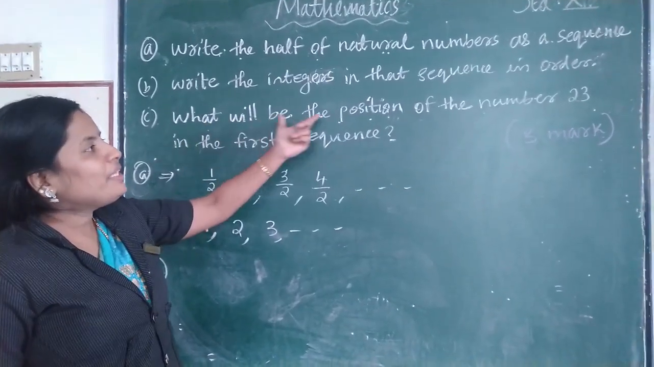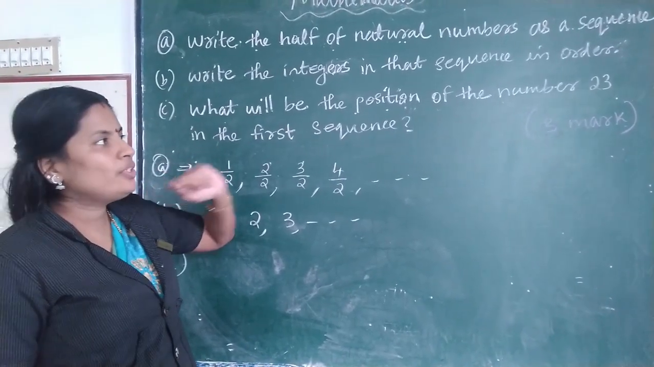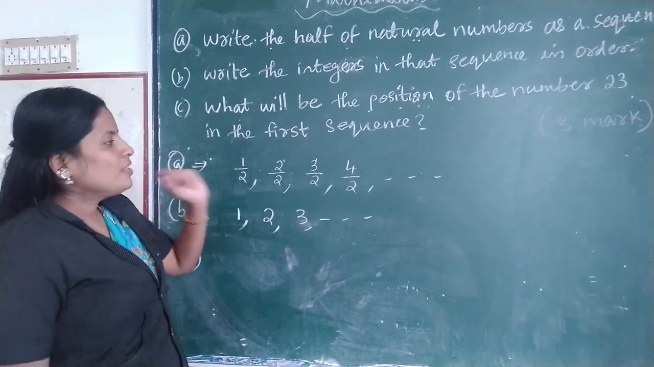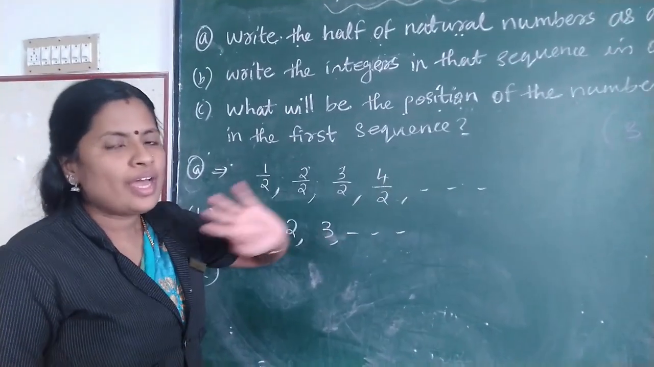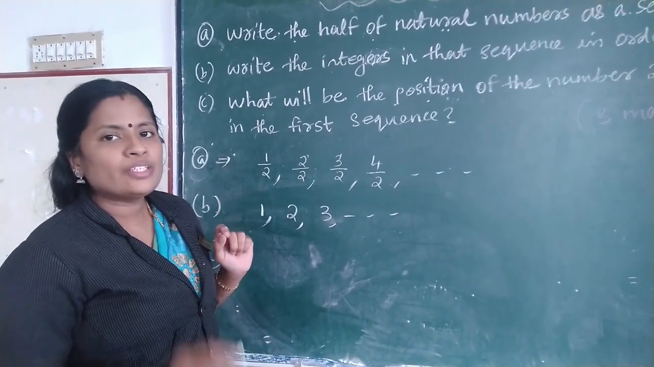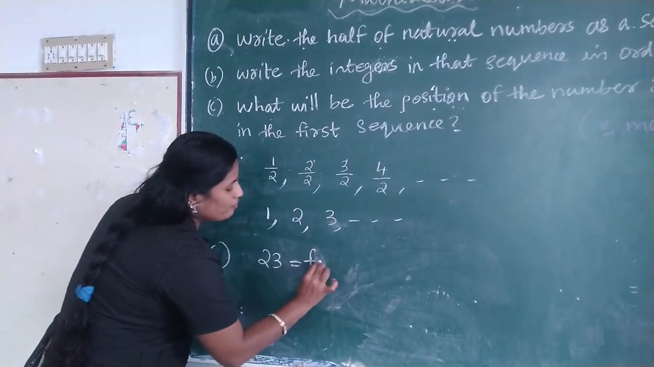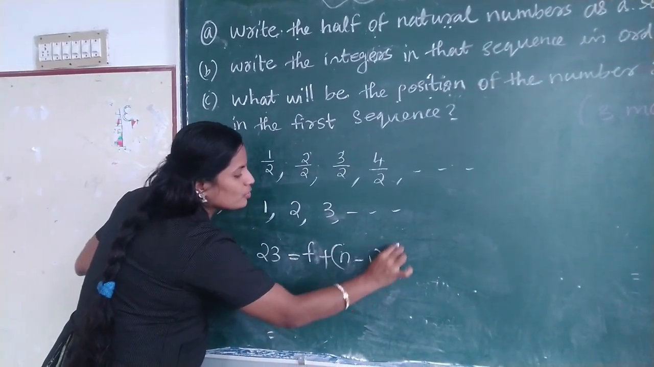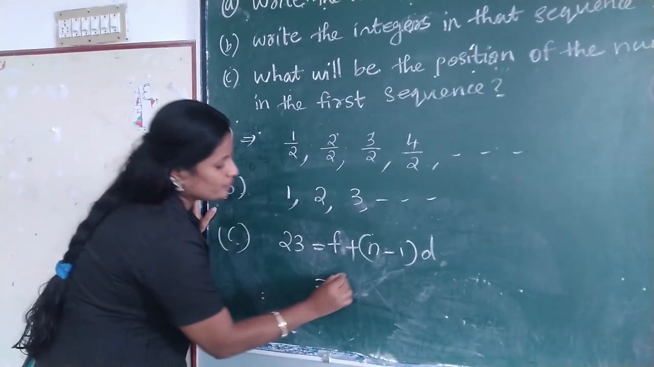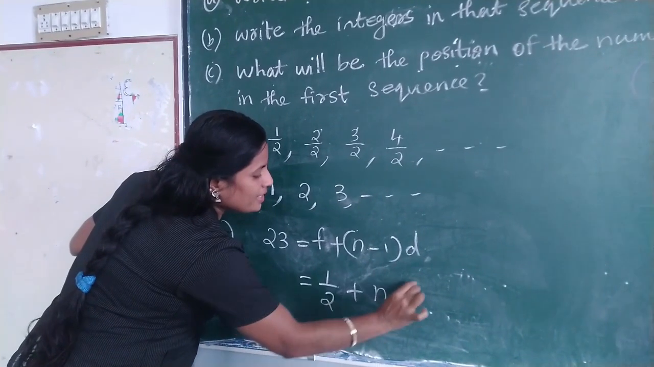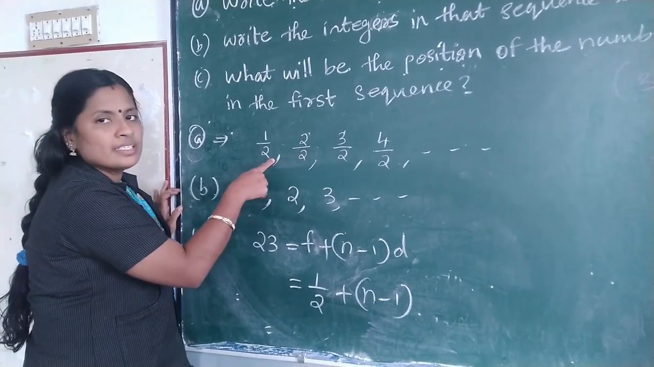Third one, what will be the position of the number 23 in the first sequence? So here we have to find out in which position 23 is. Which is that sequence? 1 by 2, 2 by 2, 3 by 2, 4 by 2 and so on. So here we have to take 23 as the nth term. 23 equals f plus (n minus 1) into d. What is the first term? f is 1 by 2, plus (n minus 1) into d. What is the common difference of the sequence? That is 1 by 2.